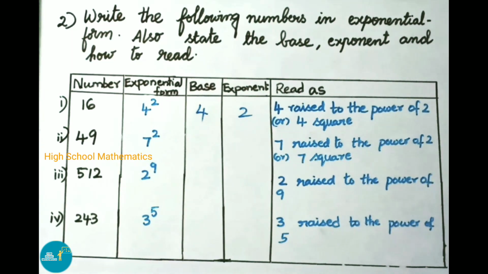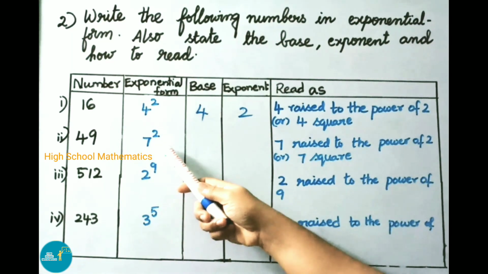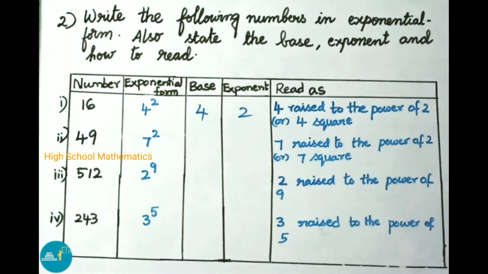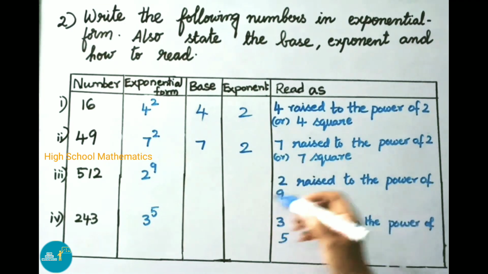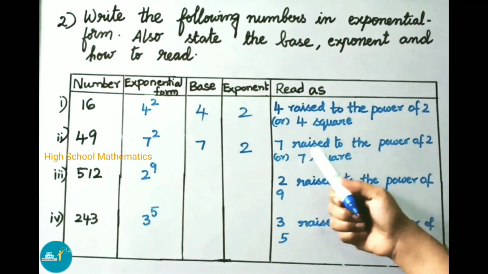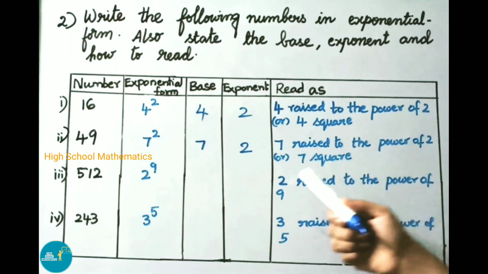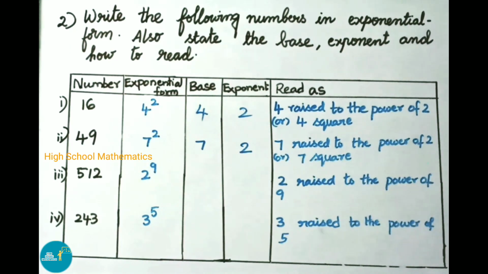Now the second one, 49. 49 can be written as 7 7s are 49. That is, in exponential form, 7 square. Here base is 7 and exponent is 2, and it is read as 7 raised to the power of 2 or 7 square.